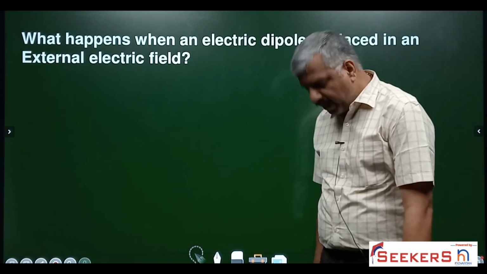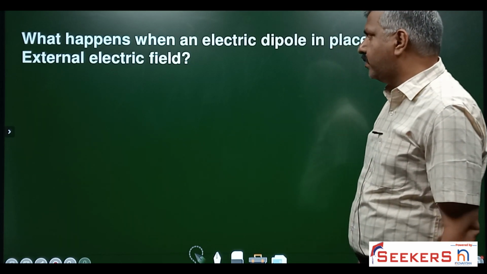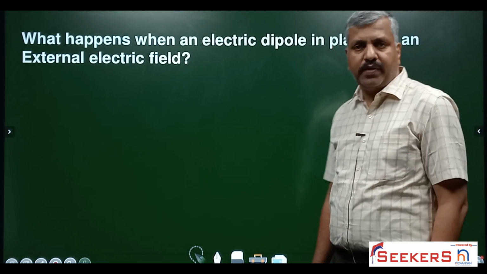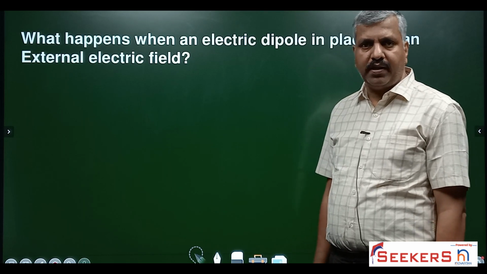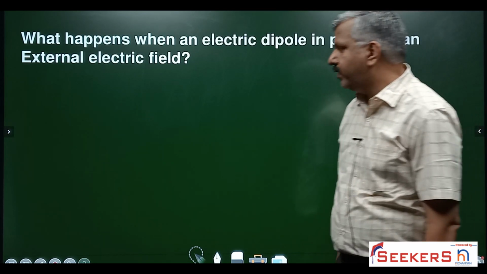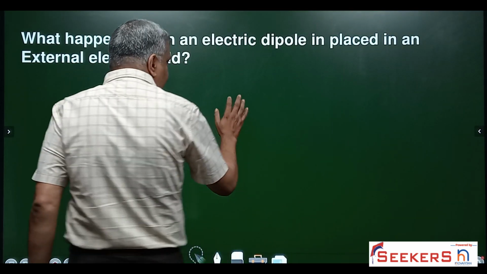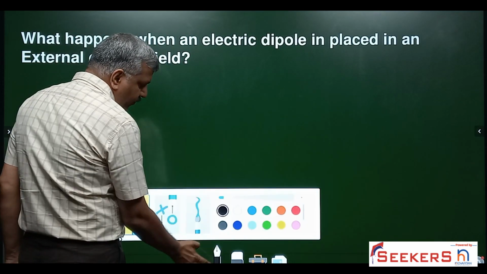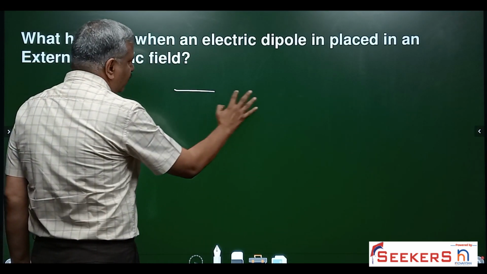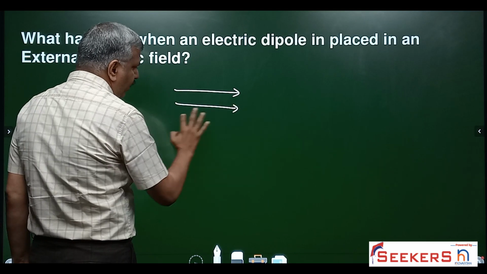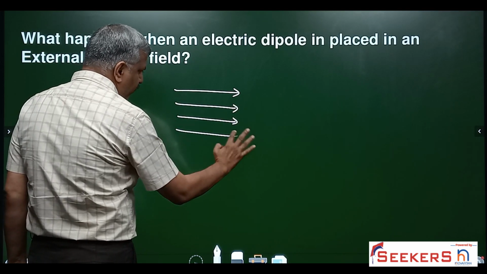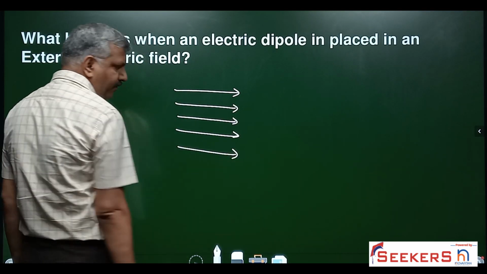So what we will do today is we will look at this particular topic on what happens when an electric dipole is placed in an external electric field. Suppose there is a region in space where the electric field looks like this. So here I have a uniform electric field. This is a parallel uniform electric field.